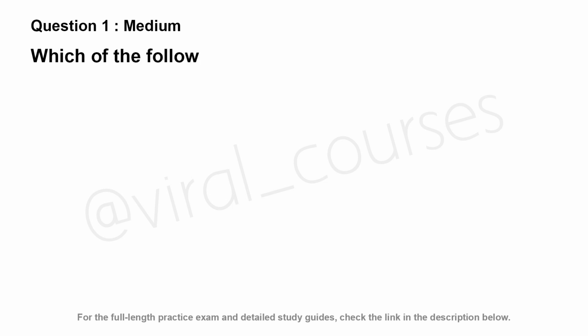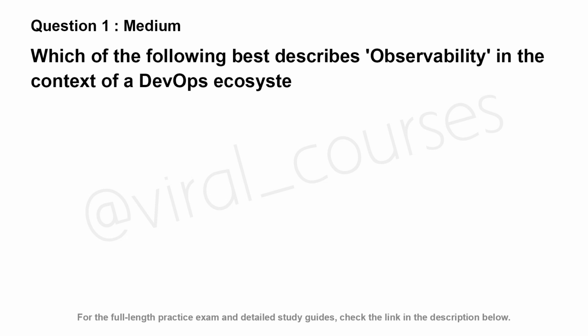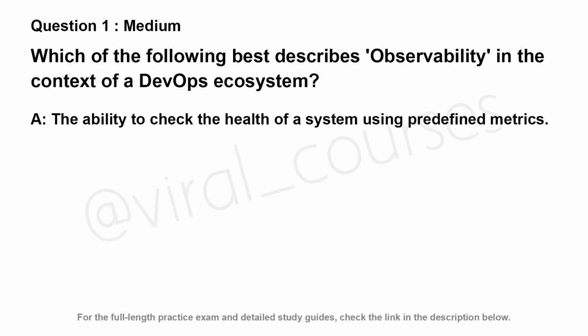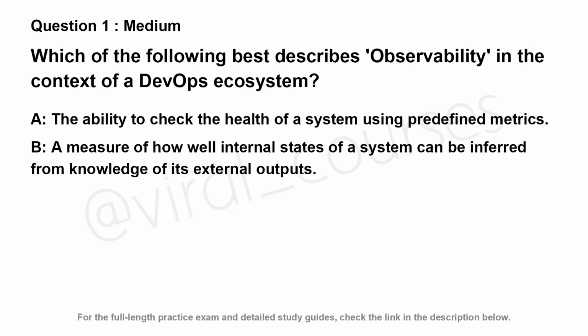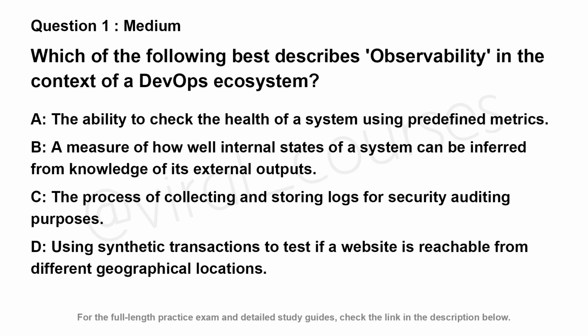Which of the following best describes observability in the context of a DevOps ecosystem? Option A. The ability to check the health of a system using predefined metrics. Option B. A measure of how well internal states of a system can be inferred from knowledge of its external outputs. Option C. The process of collecting and storing logs for security auditing purposes. Option D. Using synthetic transactions to test if a website is reachable from different geographical locations.